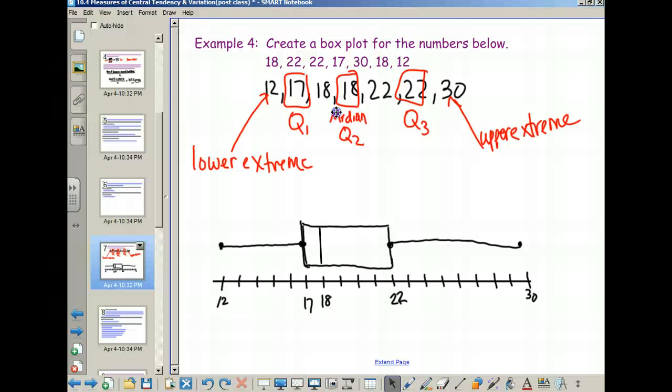This is what you would have, okay? So all you see marked on here is the lower extreme, Q1, Q2 or the median, Q3, and then the upper extreme. And those are my values in my box.